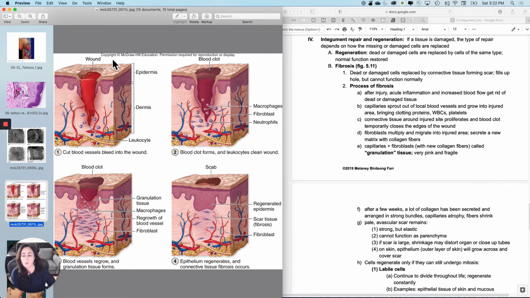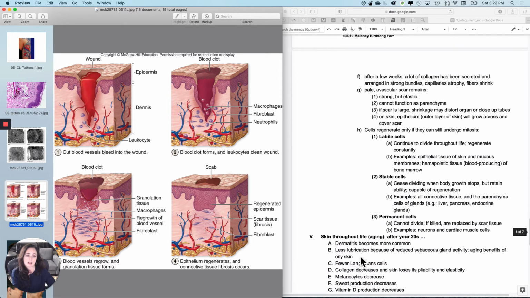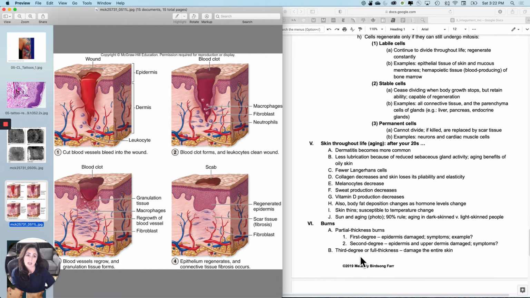Okay, so why would you do this if it's not ideal and you lost some functionality? Well, cells can undergo regeneration instead of fibrosis only if the cells themselves can still undergo mitosis. So once cells lose their ability to undergo mitosis, then really this is their choice. And of course, some cells don't undergo mitosis in adults. So there are three categories of cells based on how likely they are to do mitosis.